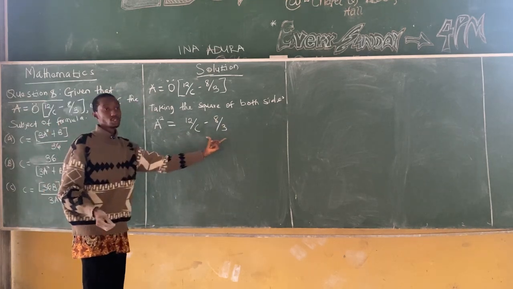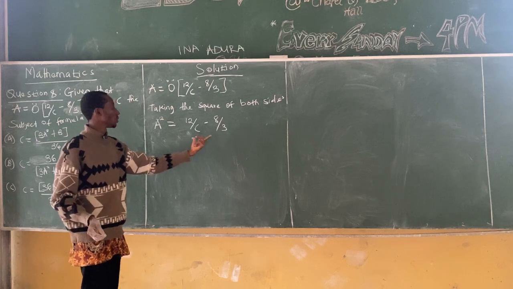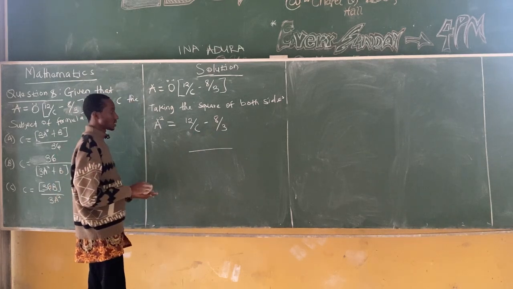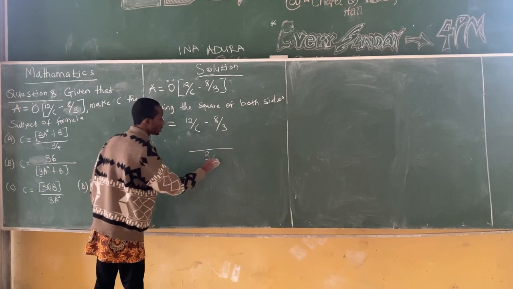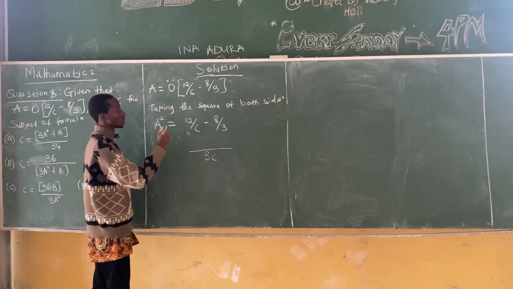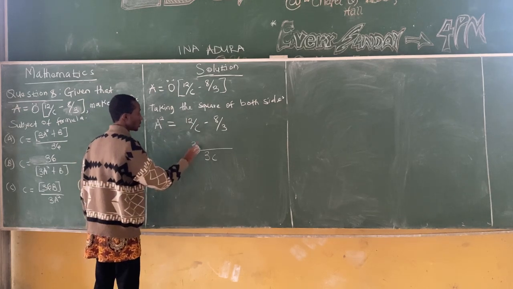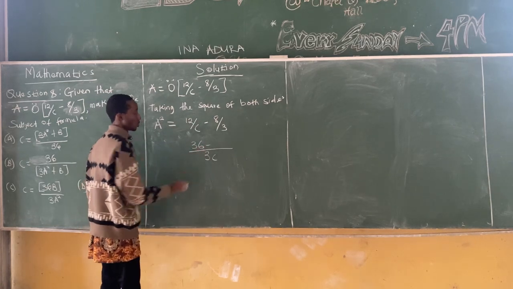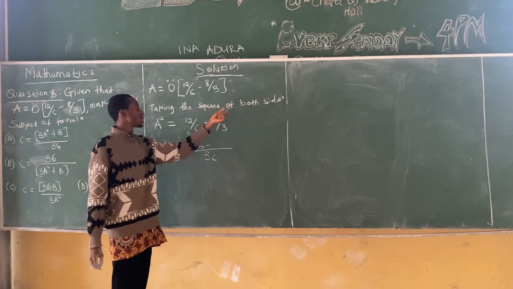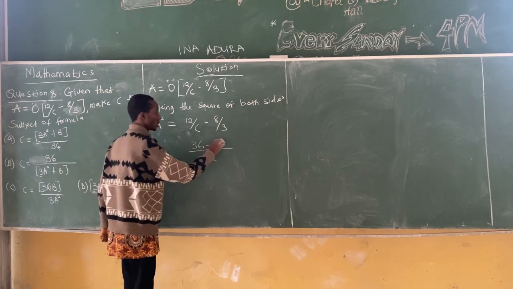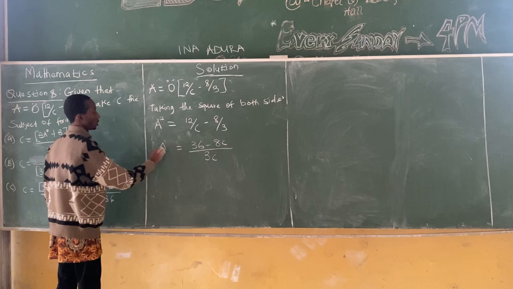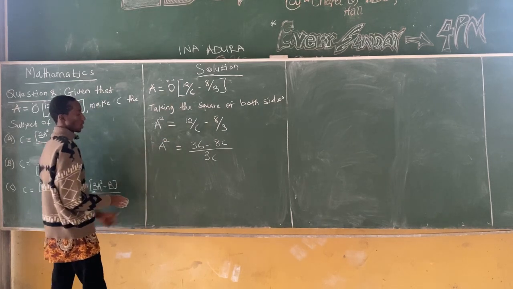Now this is a fraction. For us to simplify further, we need to take the LCM of this fraction. The LCM of 3 and C is 3C. 3C divided by C is 3. 3 times 12 gives us 36. Minus 3C divided by 3 gives us C. C times 8 gives us 8C. This is equal to A to the power 2. And I've gotten to this point.